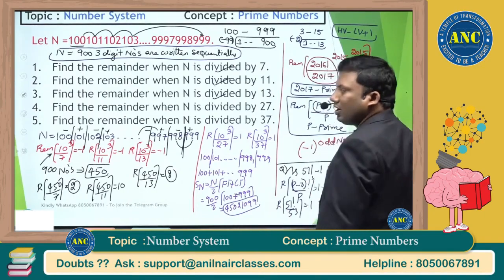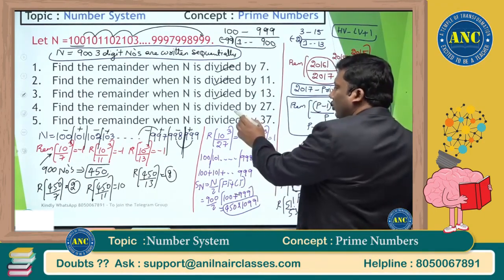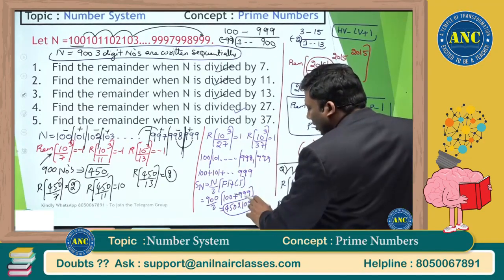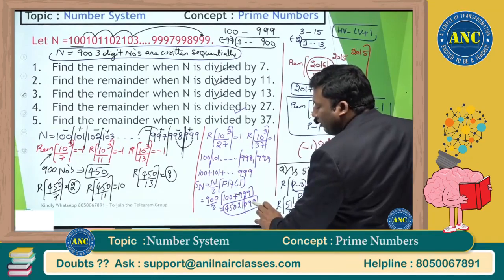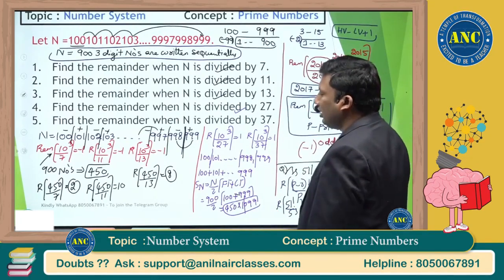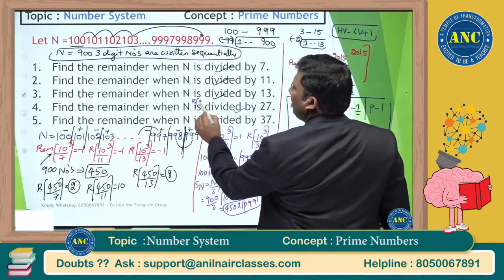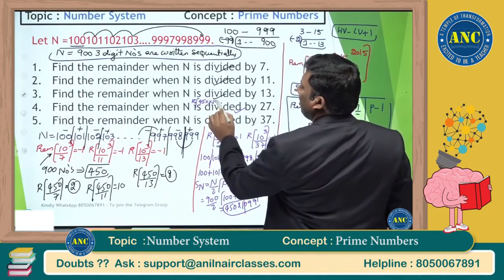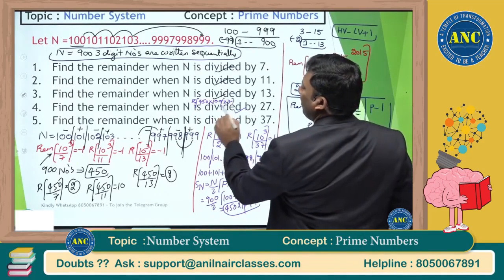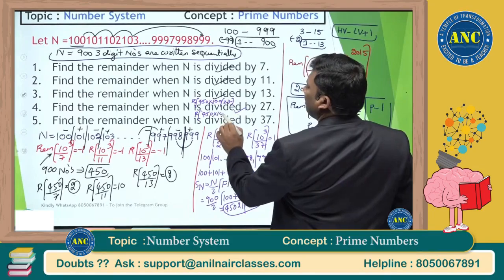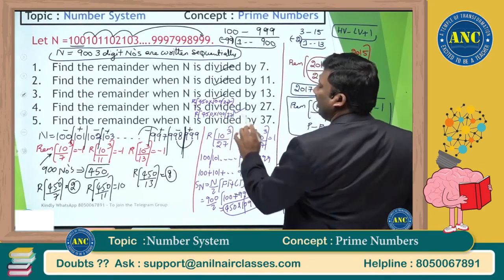450 into 1099. So for this question, what do we have to do? Again take a group of 3 digits and add: 1099 becomes 99 plus 1, 100. So these are nothing but 450 into 100 divided by 27, and 450 into 100 divided by 37. I hope the idea is clear.